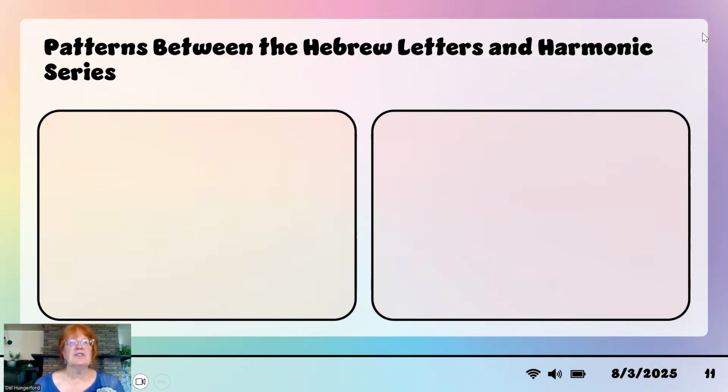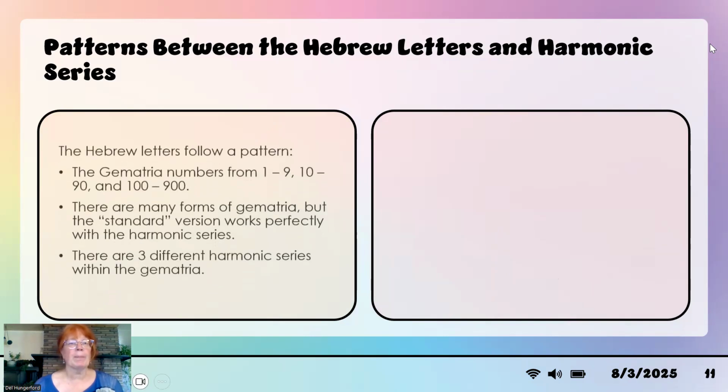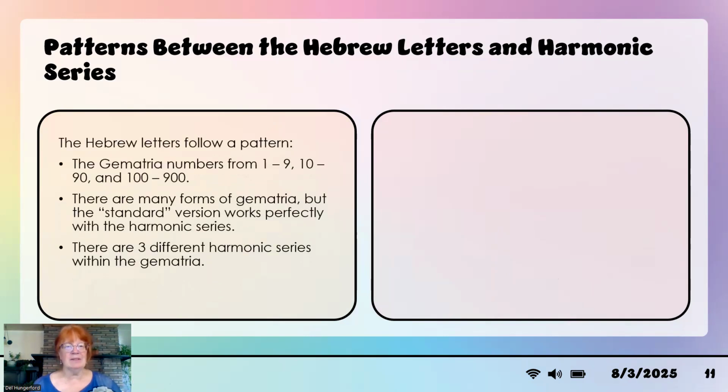All right, so the patterns between the Hebrew letters in the harmonic series. The Hebrew letters follow a pattern, the gematria 1 through 9, 10 through 90, 100 through 900. And there are many forms of gematria, but the standard version, adding the final forms of 5 of the letters, giving them their own number, is the one that works. And there are 3 different harmonic series within the gematria. If you're a musician, with what I've given you in here, you can figure it out.